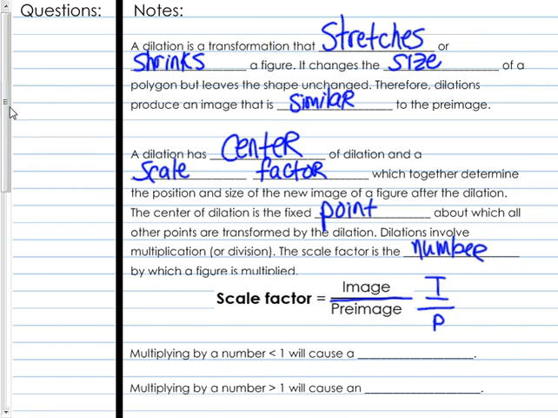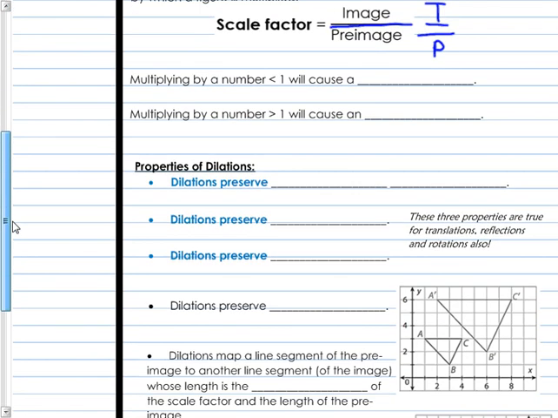If the scale factor is a number that is less than 1, you're going to have a reduction, so a fraction that's less than 1. If you're multiplying by a number that is greater than 1, you're going to have an enlargement. If you're multiplying by the number 1, it's the exact same image, okay? So, about dilations. Properties of dilations.